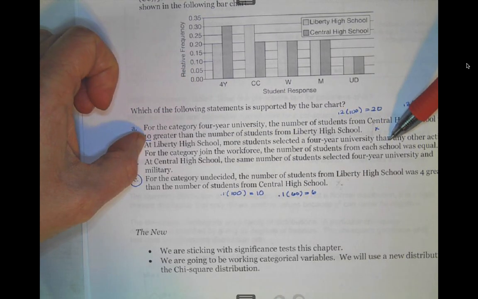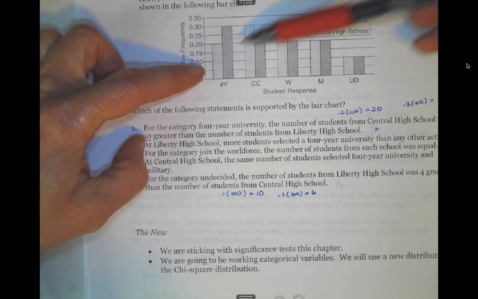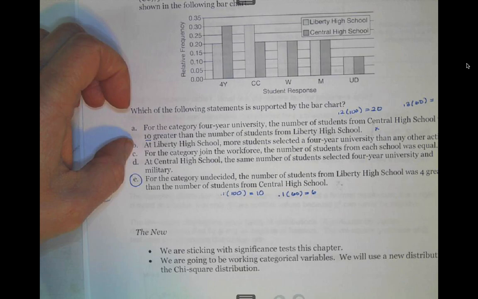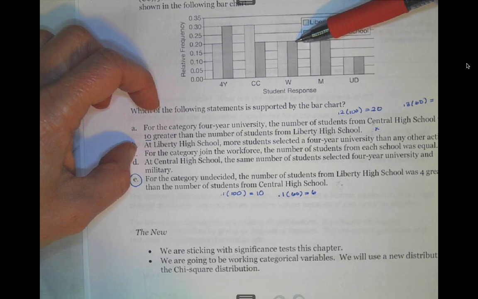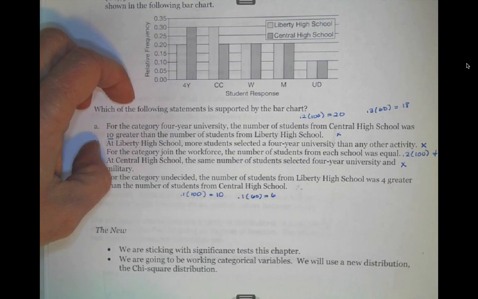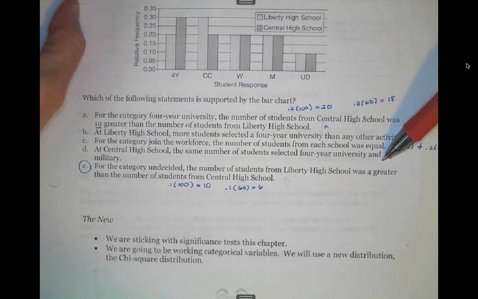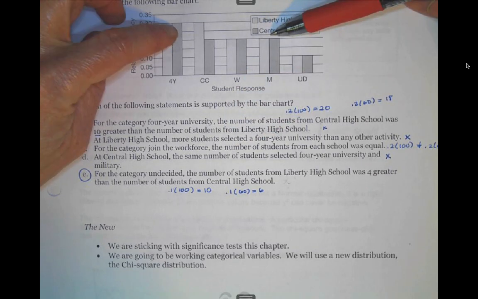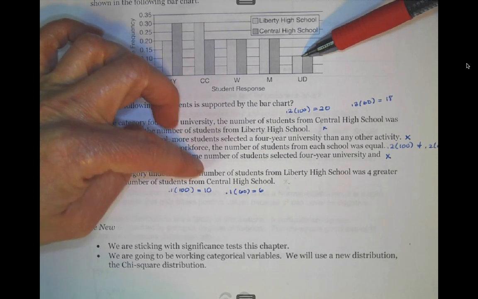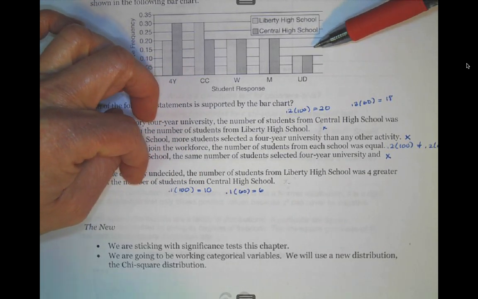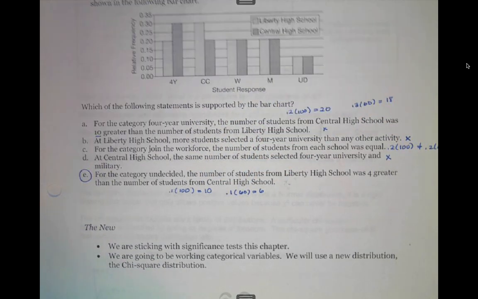At Liberty High School, more students selected a four-year university than any other activity. So Liberty High School, that is not true. Obviously, this bar is higher. For the category join the workforce, the number of students from each school was equal. So yes, the proportions are equal, but the numbers are not equal because they didn't talk to the same sample size. Then the last one, the same number of students selected a four-year university and the military. For Central High School, that's clearly not true. This proportion is higher. And then for the category undecided, the number of students from Liberty High School was 4 greater than the number of students from Central High School. So if I take that 0.10 times 100 and 0.10 times 60, that one's the one that works.